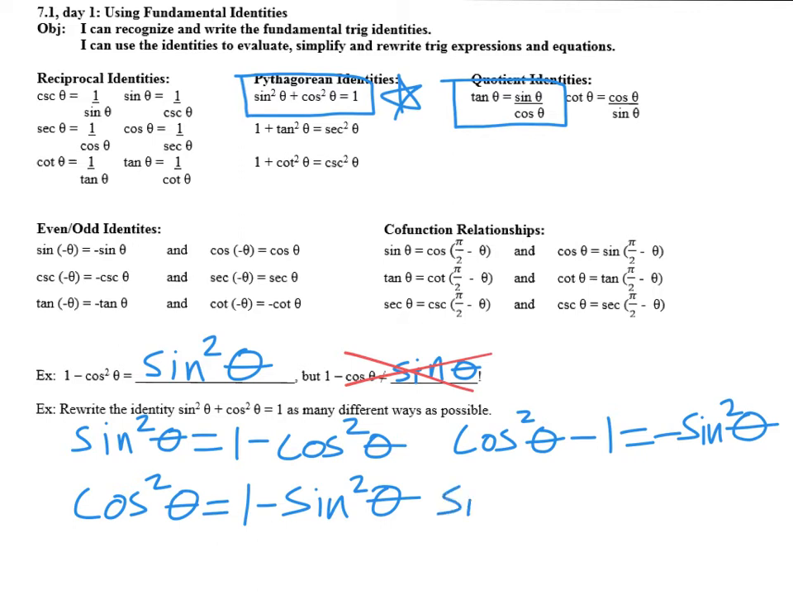And a fourth and final way, sine squared minus 1 is equal to negative cosine squared. Okay? So you could use the original or any of those four rearranged. And you'll see both of those come up today.